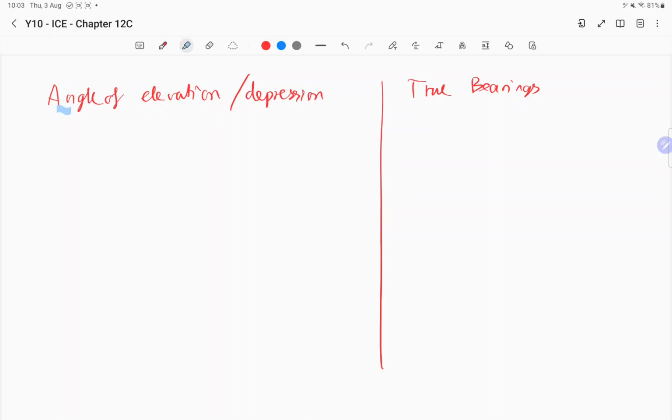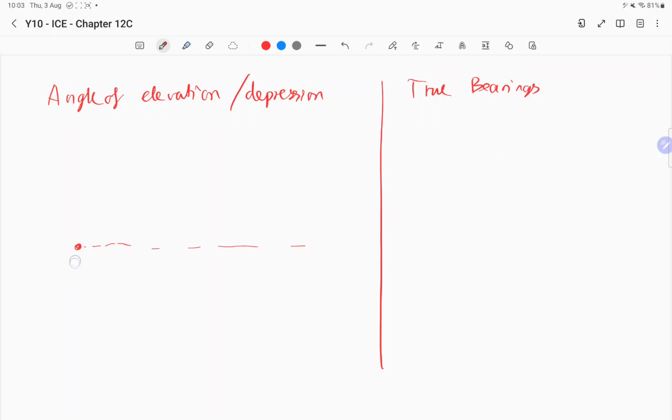Okay, next we need to go through 2 concepts, which is angle of elevation and depression and true bearings. First we'll go through angle of elevation and depression. Let's say you are standing over here and we only look at your eye here, and then consider that as the eye level.